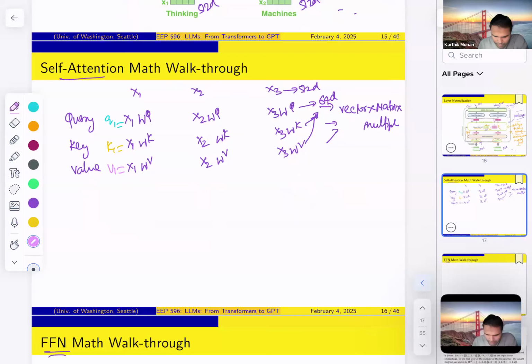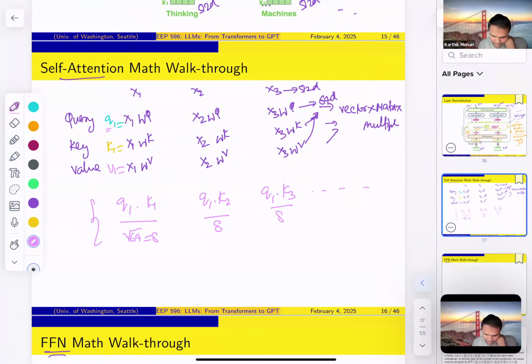So now we do the dot products. Let's say for Q1, we would do Q1 dot K1, Q1 dot K2, Q1 dot K3, and so on, right? And then we normalize. So we would actually normalize by the square root of 64, which is 8. So we divide by 8, divide by 8. Okay, so this whole thing can be represented as, this is where the matrix algebra helps, right?